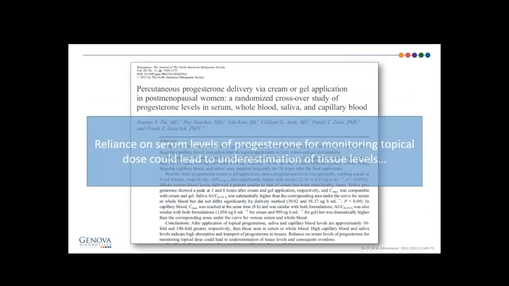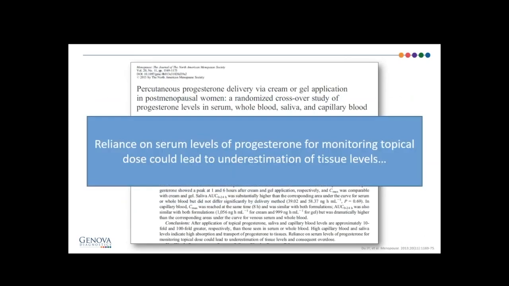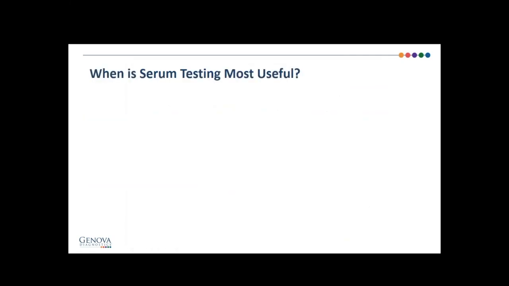So here's a study that indicated that the reliance on serum levels of progesterone for monitoring topical dose could lead to an underestimation of tissue levels. In other words, the idea that the lipophilic progesterone may be underreported in tissue through serum levels. So you might get low levels of progesterone when you're looking at serum. So if that's the case, when is serum testing most useful?